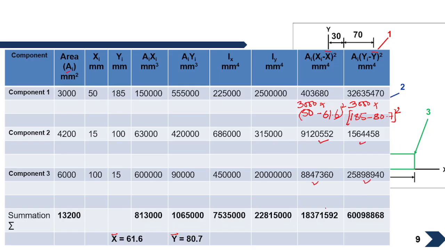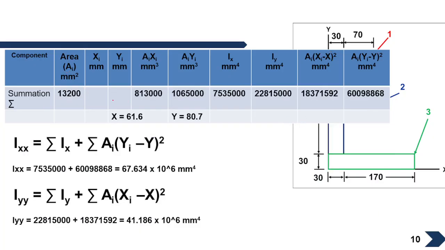And at the end you can do the summation. I will move faster on this step. Now I have got all the values, the summation of all the values, and this is my x bar and this is my y bar. Now I just need to add. The formula for I_xx, the moment of inertia of this section about the x-axis, is sigma I_x plus sigma A_i (y_i minus y bar) whole square. I just need to put the values.